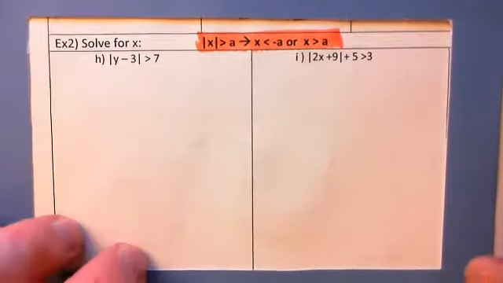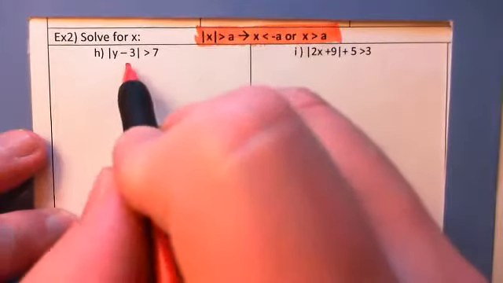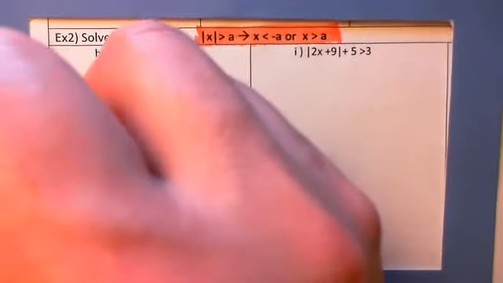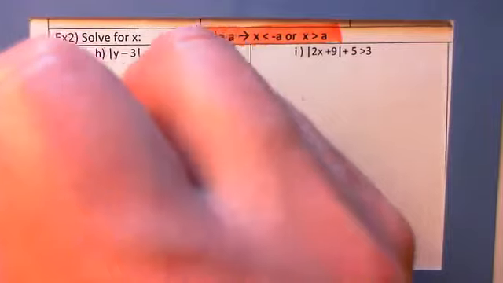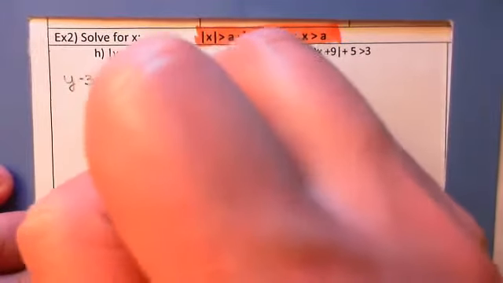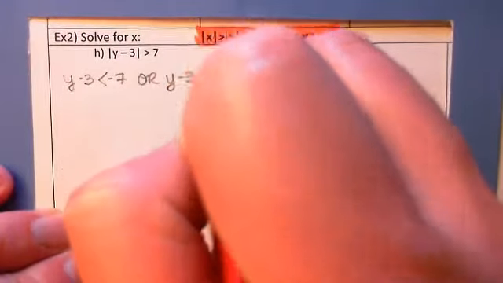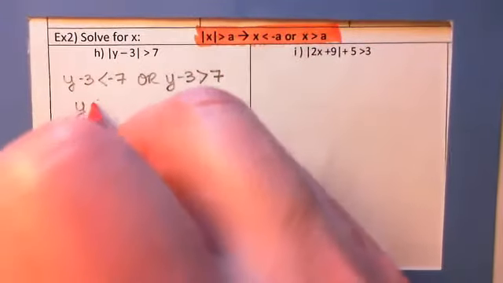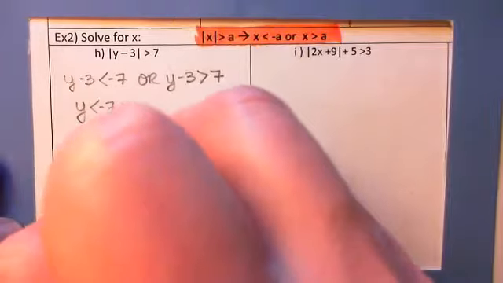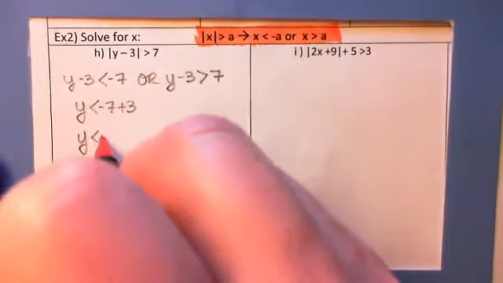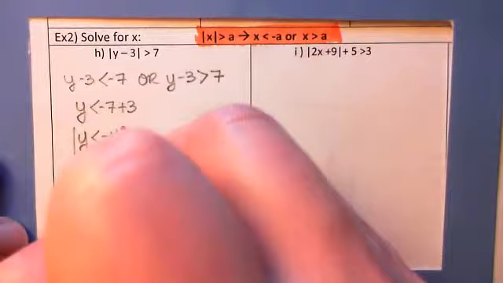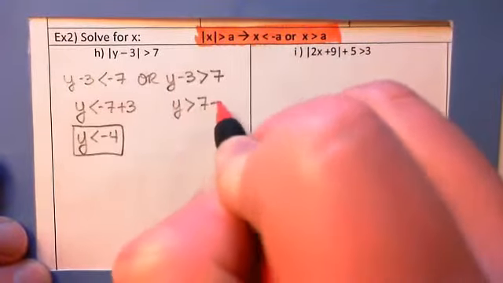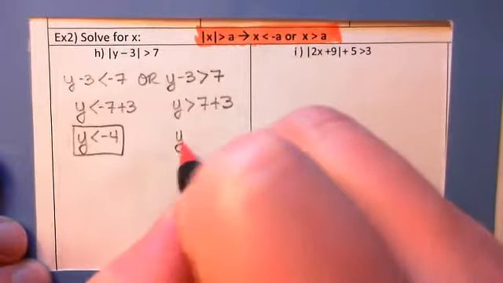Alright, so basically here, we're going to change this into something like that. So it'll be y minus 3 less than negative 7, or y minus 3 greater than 7. So this would be y less than negative 7 plus 3, y less than negative 4. Here would be y greater than 7 plus 3, y greater than 10.